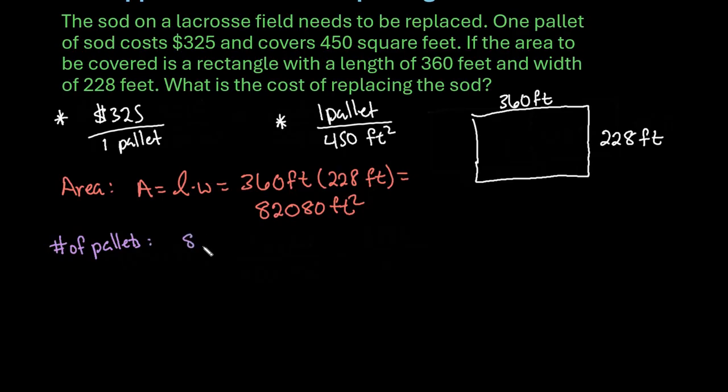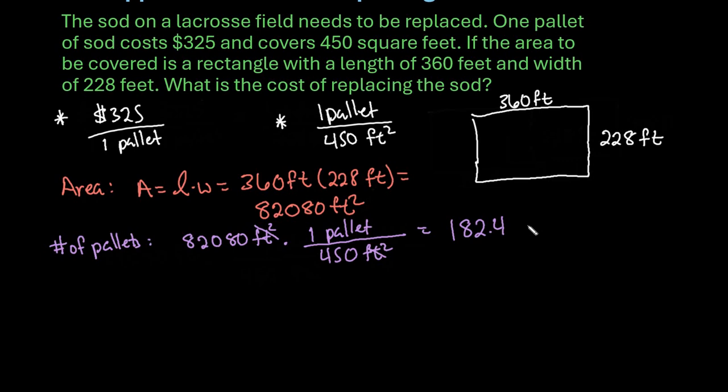Okay, so now let's figure out how many pallets we need to order. So what we are going to do is take the 82,080 square feet and multiply it by one pallet per 450 square feet. That way my square feet will be worked out and we'll figure out the number of pallets. So we would take the 82,080 divided by 450 and we end up with 182.4 pallets are what are needed.